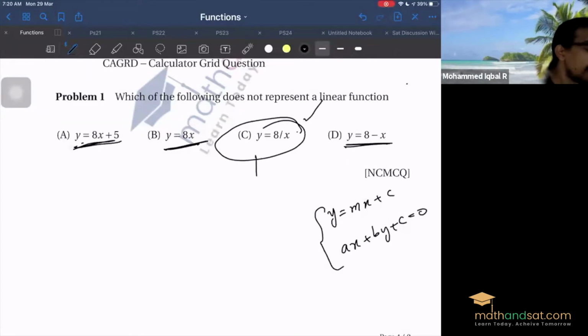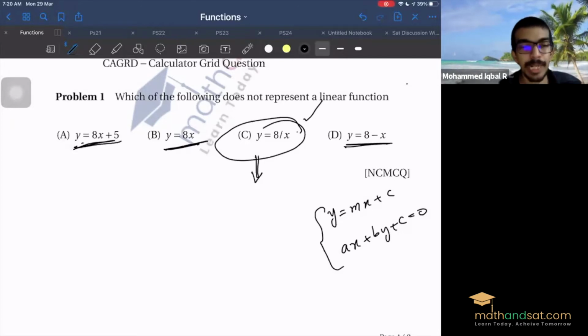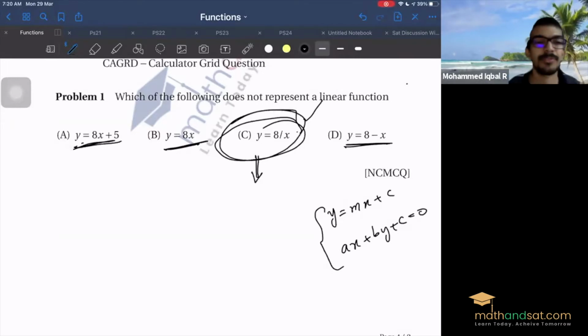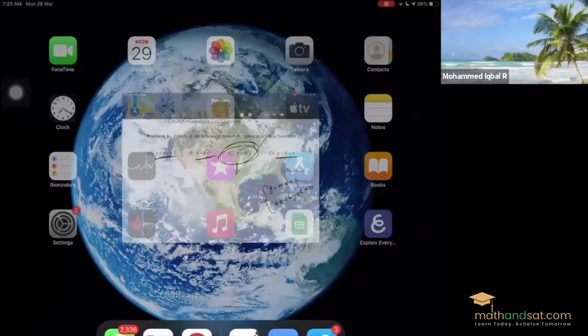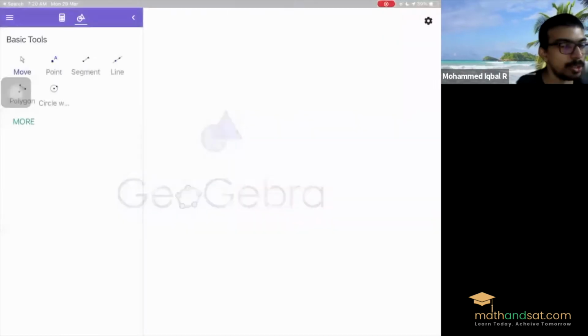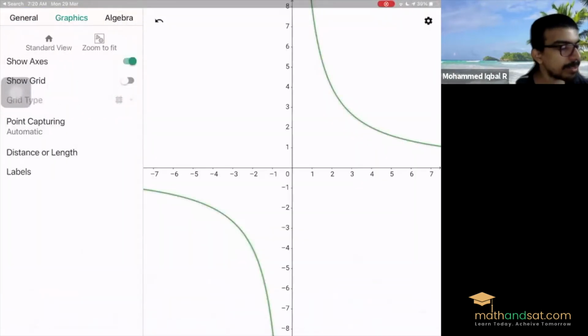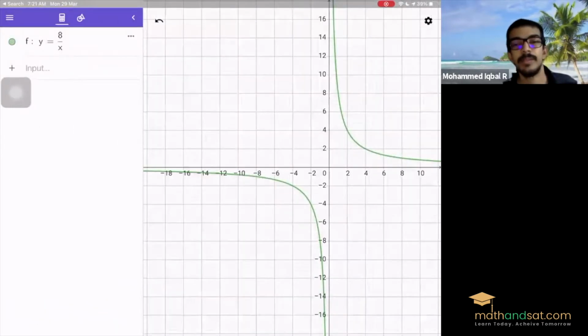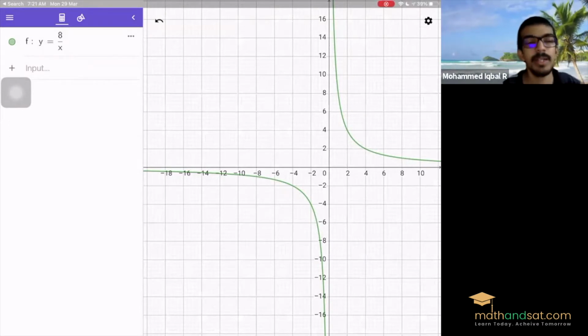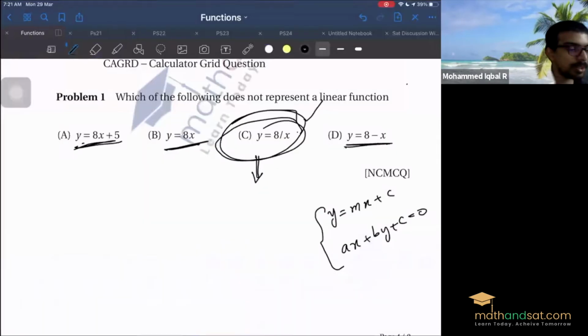So if you plot the graph of y = 8/x, you're not going to get a straight line. Can you guess what will be the shape of this graph? When you plot y = 8/x, what will be the shape of the graph? I'll just show you. So if you plot y = 8/x, what you're going to get is something like this. See? Nice, na? This is what we call a rectangular hyperbola. Okay, you learn about this stuff in higher classes. Don't worry about it for the time being. So this is the right answer.